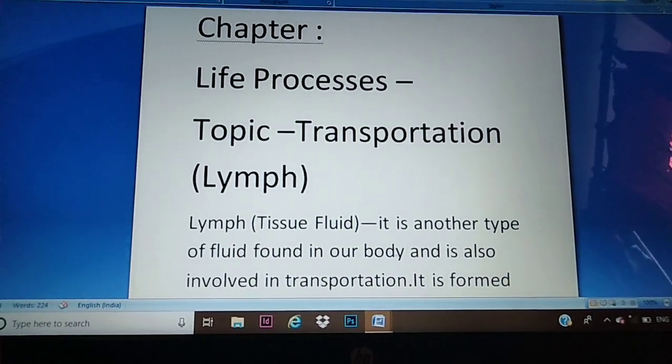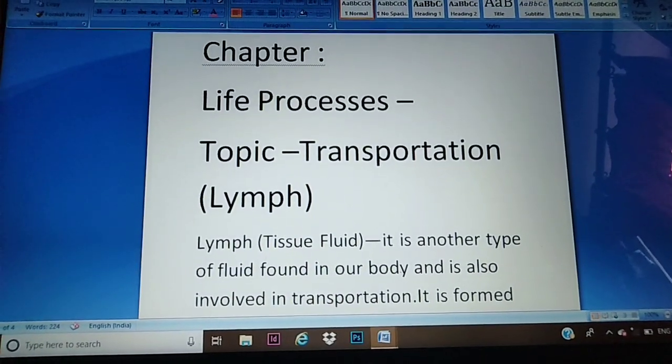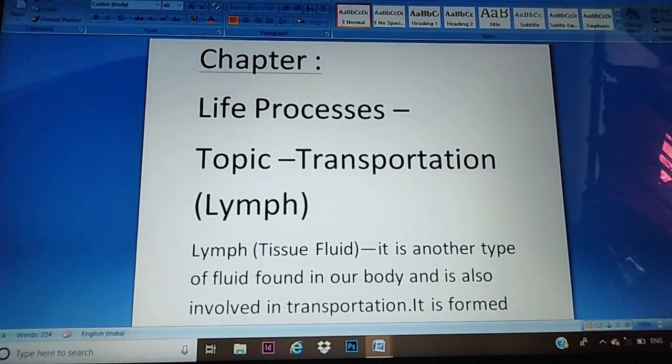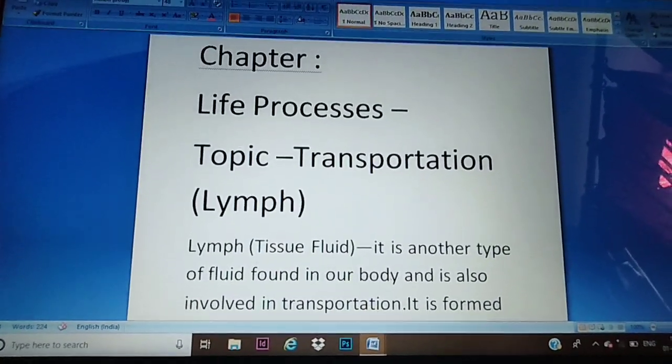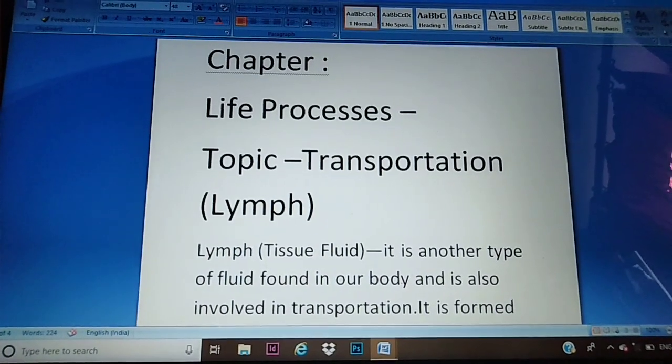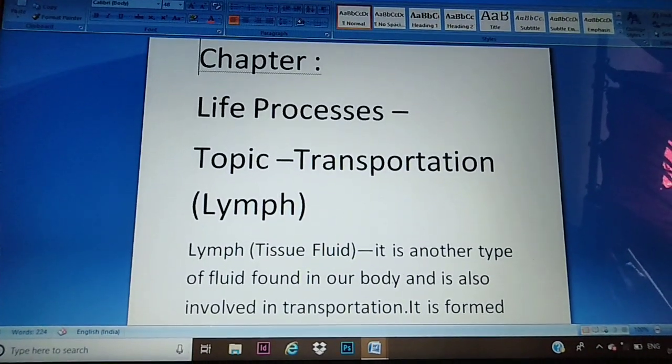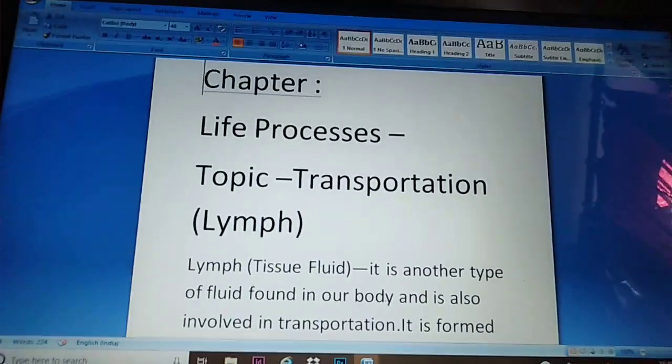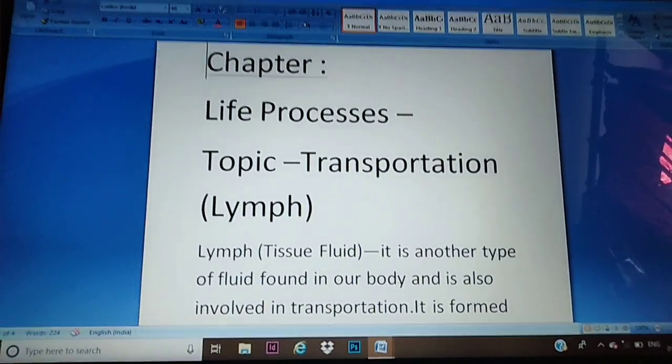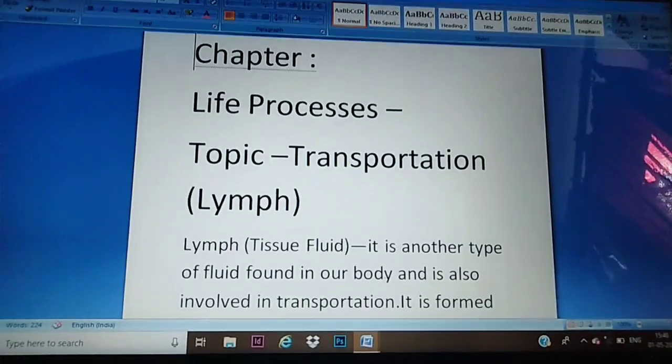So we are studying the chapter life processes and we are just continuing with the transportation topic. Now today we are going to learn about what is lymph and what is blood pressure. So first I am going to tell you what is lymph.